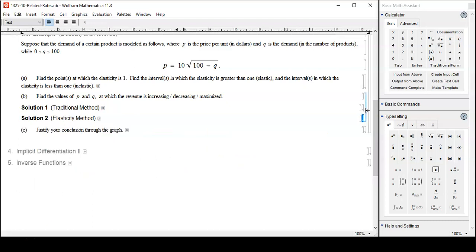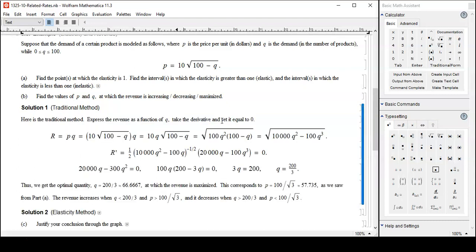But you don't really need it. You can do a traditional method. So R is P times Q, and you get this expression. You can simply take the derivative and set it equal to 0. Derivative computation, set it equal to 0. And this part is all denominator, so the numerator is equal to 0. It's a cubic equation. You can solve it.